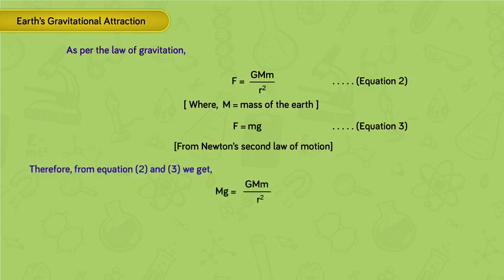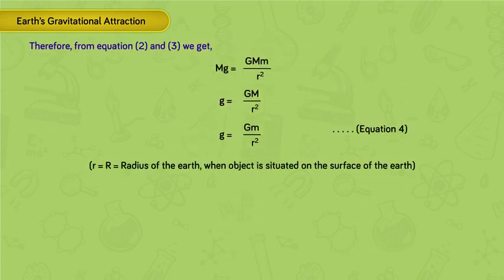Therefore, from equations 2 and 3, m into g is equal to G into M upon r square. g is equal to G into M upon r square. Equation 4, where r is equal to the radius of the Earth.